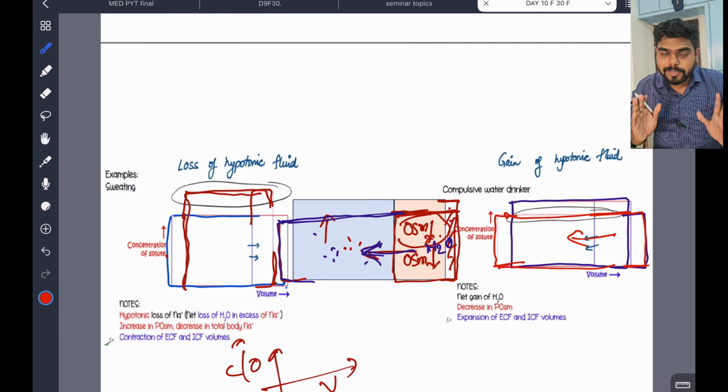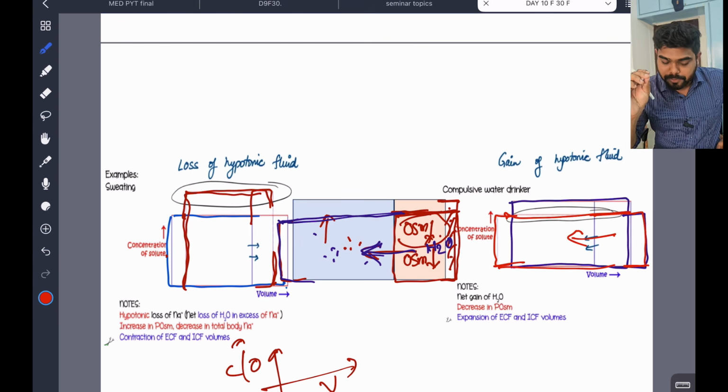Okay. Now you understood what I explained. We will summarize in the last. So these are examples of loss of hypotonic fluid. Okay, so notes: hypotonic loss of sodium, net loss of water in excess of sodium. So increase in plasma osmolarity, decrease in total body sodium. So these are the explanations. What I told, it is written here also, very simple.